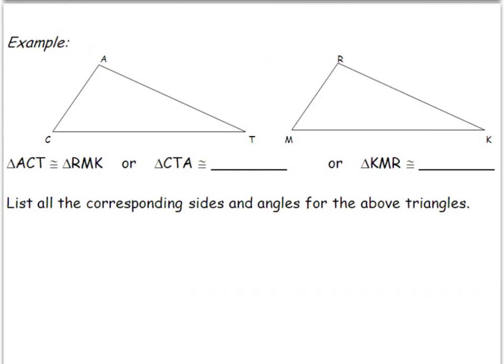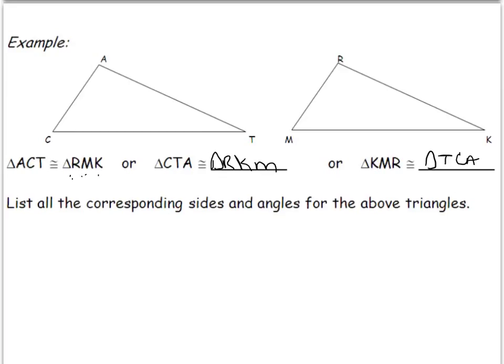So for example, if I've got triangle ACT here, and I tell you that it's congruent to triangle RMK, well then CTA, let's change the order, CTA would have to be congruent to what? Well, RKM. Let's switch it up again. Let's say KMR. Well, then you go backwards again, triangle TCA.